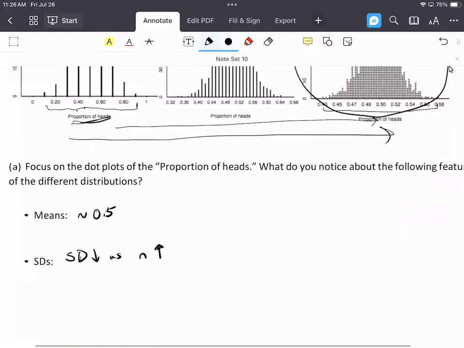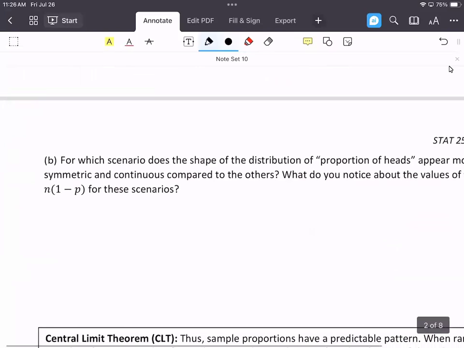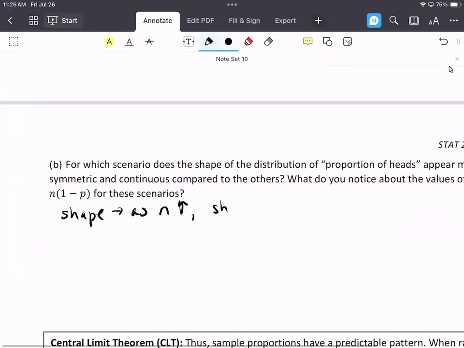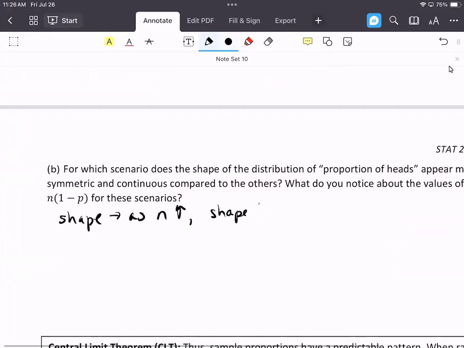So what can we say? First of all, the shape: as n goes up, the shape looks more continuous and bell-like.